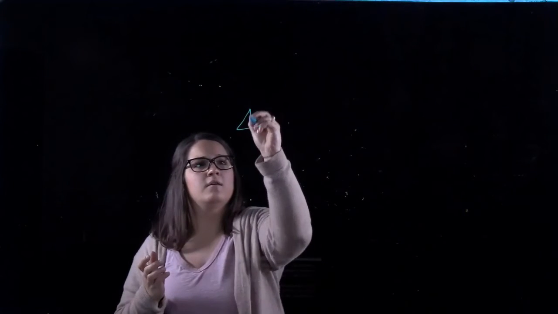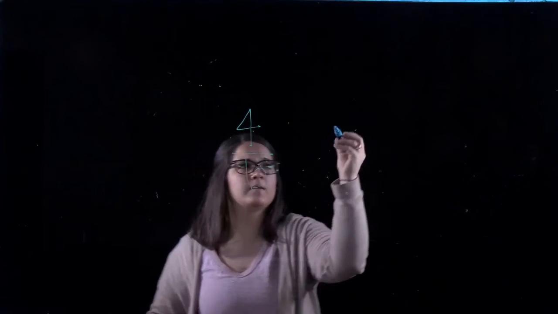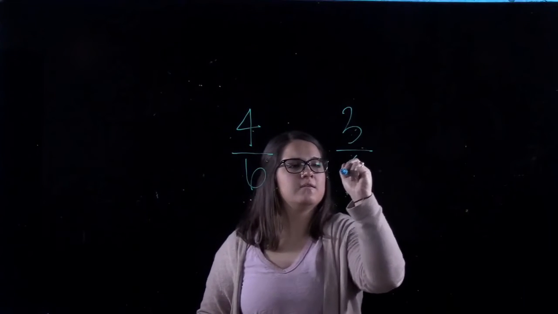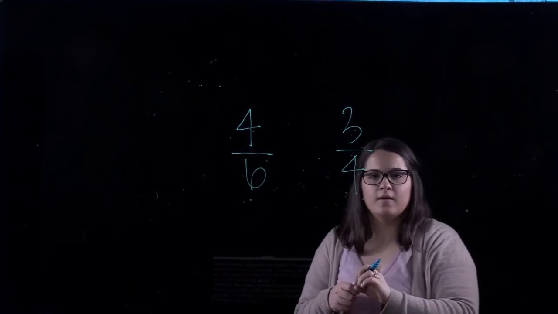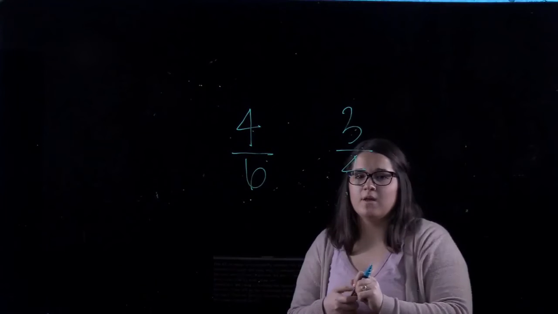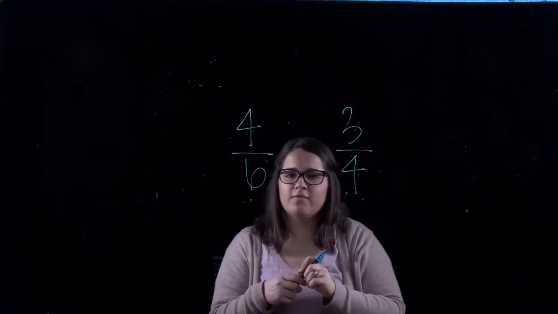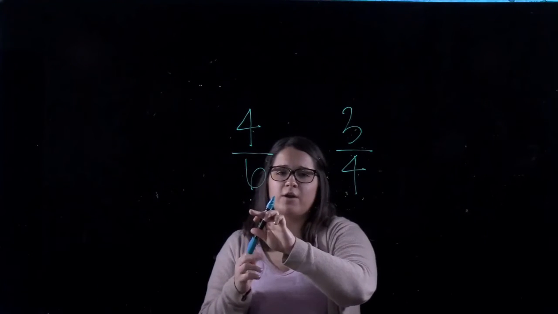We start with our two fractions, 4/6 and 3/4. Be sure to write them side by side. We need to multiply the denominator of the fraction on the left by the numerator of the fraction on the right.